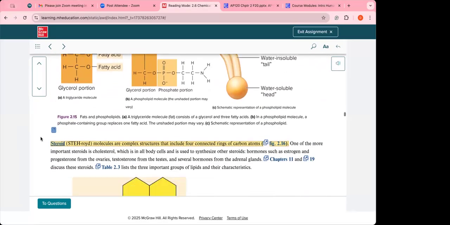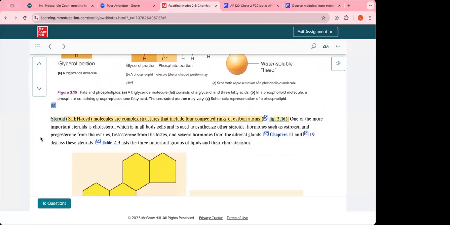Steroid molecules are complex structures that include 4 connected rings of carbon atoms. So, steroids. Steroids have connected rings of carbon atoms. One of the more important steroids is cholesterol. So they have 4 connected rings of carbon. Those are steroids.